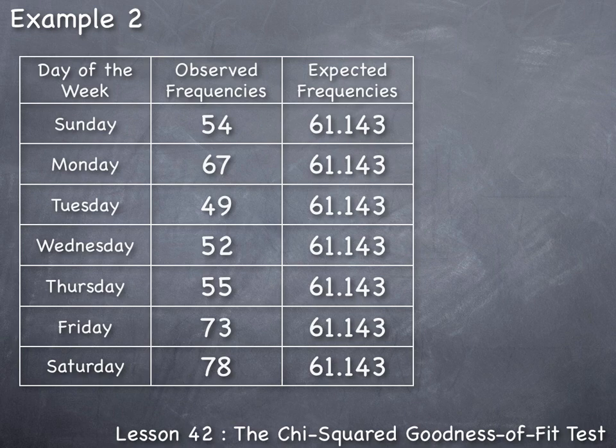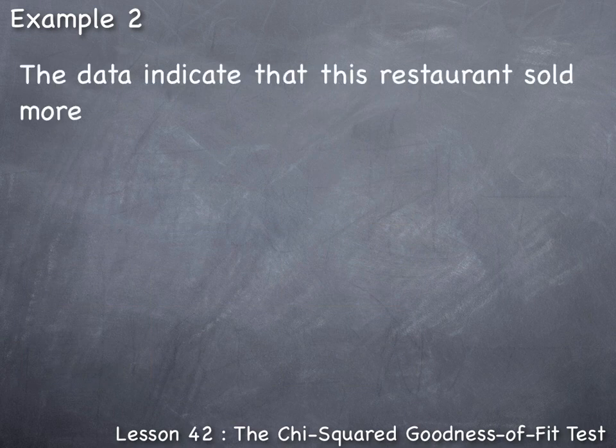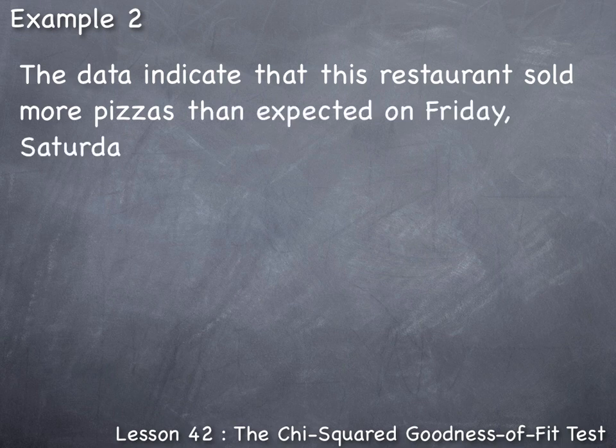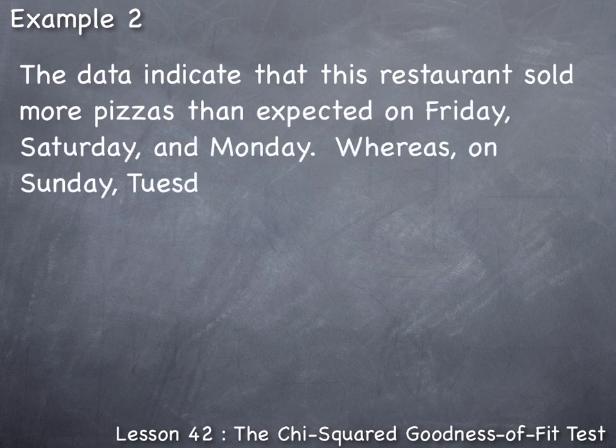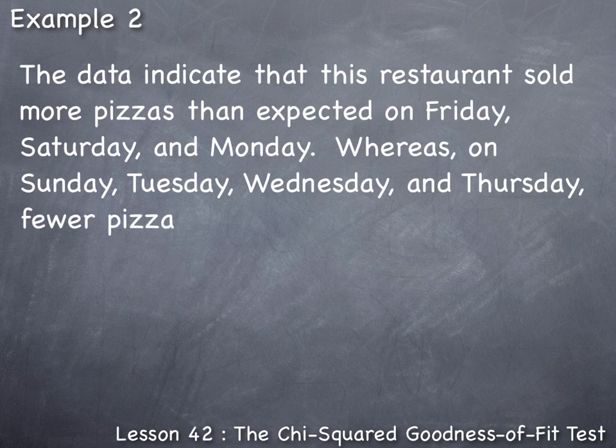So therefore, we can make the following conclusion. The data indicate that this restaurant sold more pizzas than expected on Friday, Saturday, and Monday, whereas on Sunday, Tuesday, Wednesday, and Thursday, fewer pizzas were sold than expected. Here, the manager can use the results of this hypothesis test in order to make decisions regarding staffing or inventory.